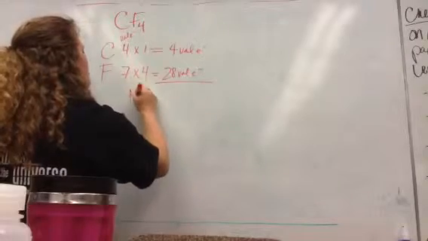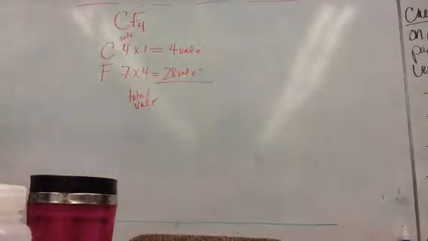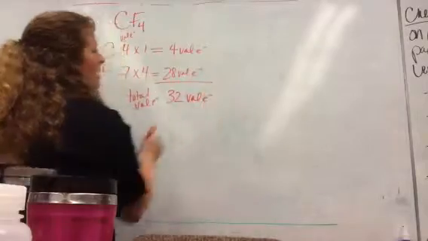So our total valence electrons that we're going to have in this finished structure is what? 32 valence electrons. Okay.